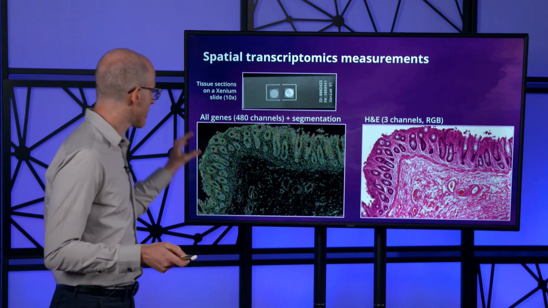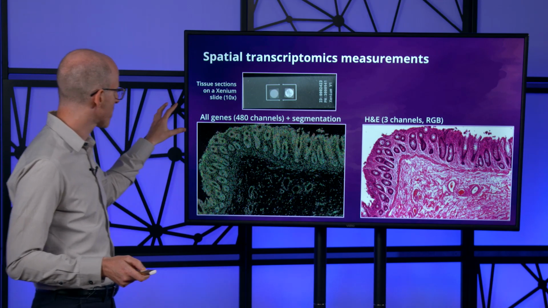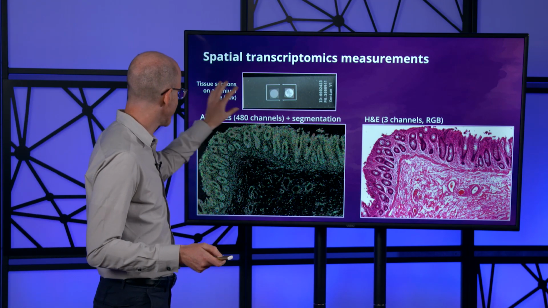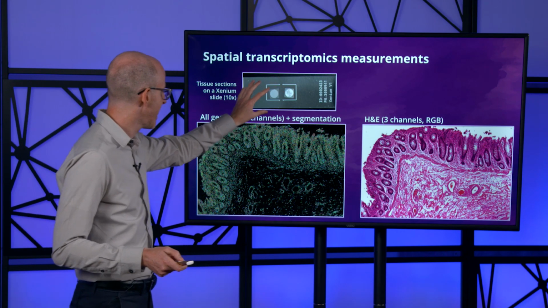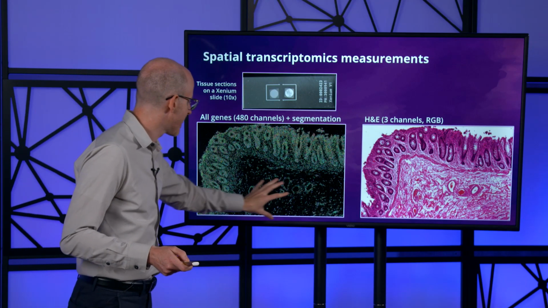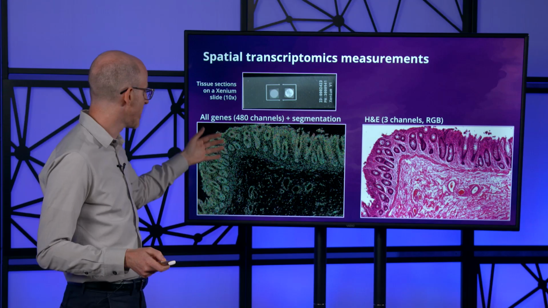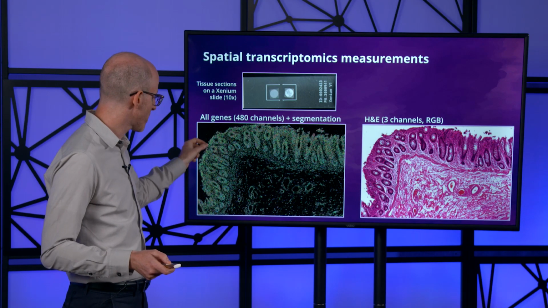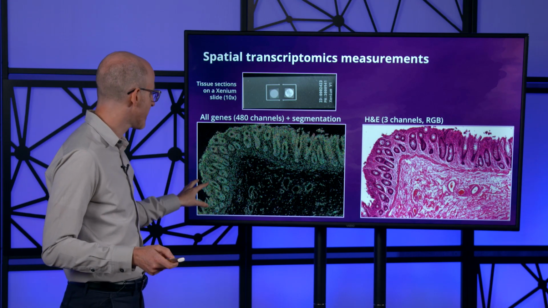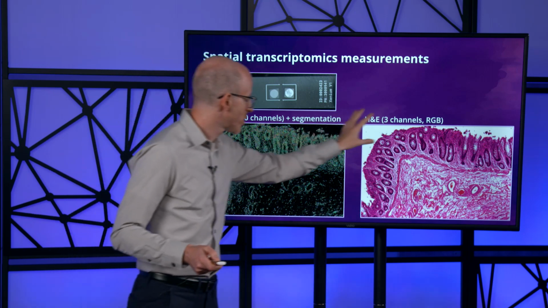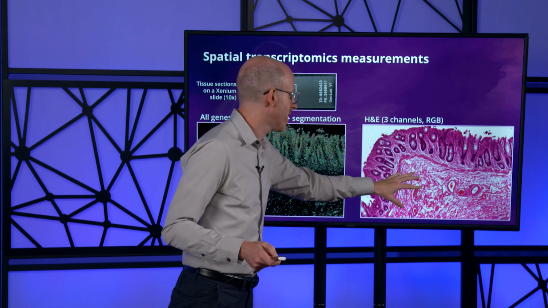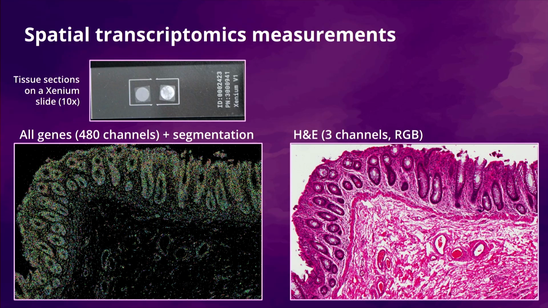So for the spatial transcriptomics measurements, here we're showing tissue sections sitting on the Xenium slide. And here we're showing the spatial transcriptomics data itself, all 480 genes, where each dot is a transcript of one of those 480 genes. And on the right, we're showing the corresponding H&E image. And so you will be getting paired data like this for all 8 of these clinical samples.